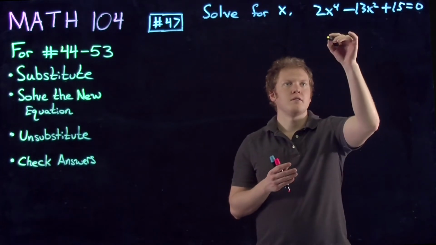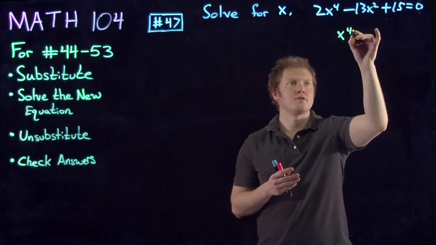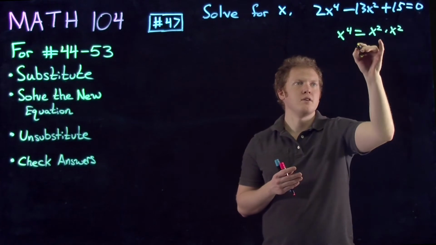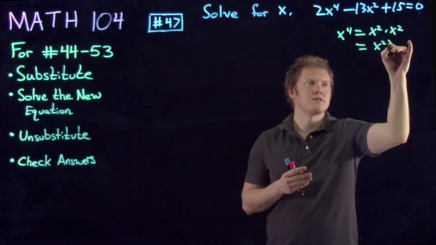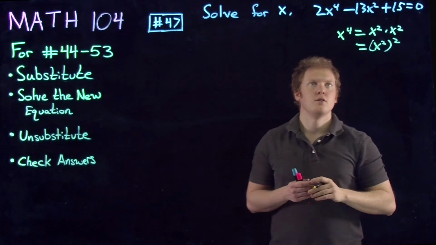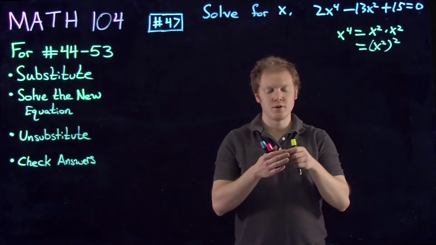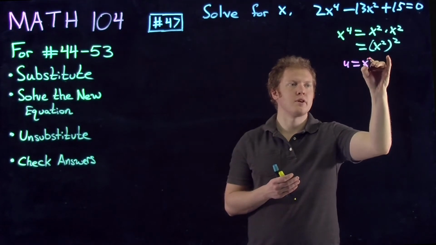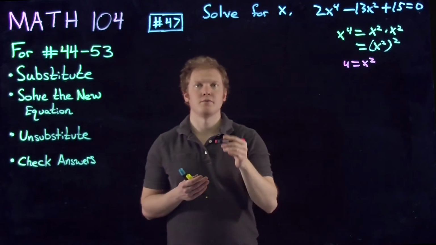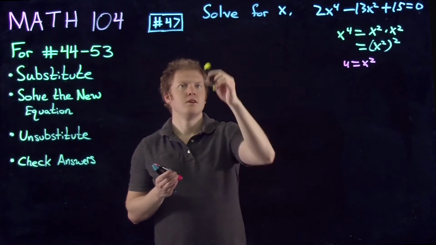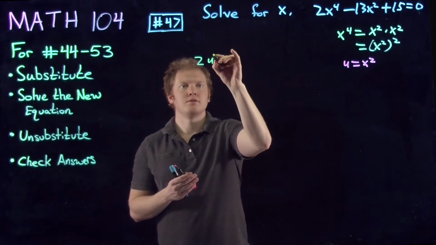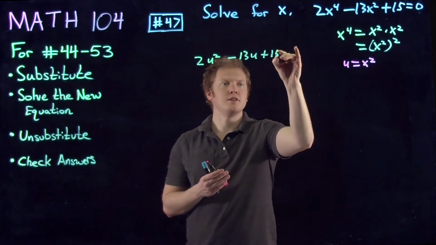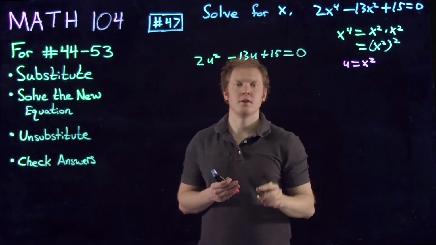So, noting that we can express x to the fourth like so, x squared times x squared, which can also be written as x squared squared, we can use u substitution by letting u equal x squared, which will then give us the following expression. We'll get 2u squared minus 13u plus 15 equals 0.